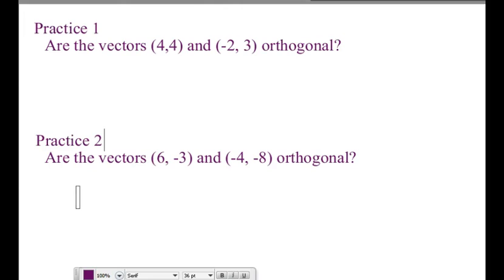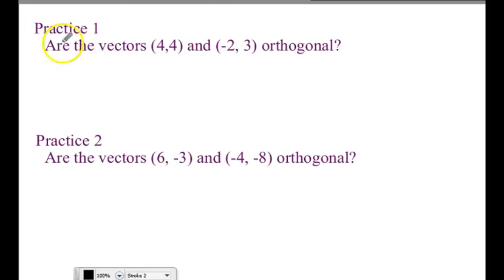So go ahead and give each of these a try. In practice 1, you're going to check for orthogonality with the vectors 4, 4 and negative 2, 3. And in the second practice, you're going to check the vectors 6, negative 3 and negative 4, negative 8 to see if they're orthogonal. So go ahead and try those out, pause the recording, and when you come back, we can check your answers.